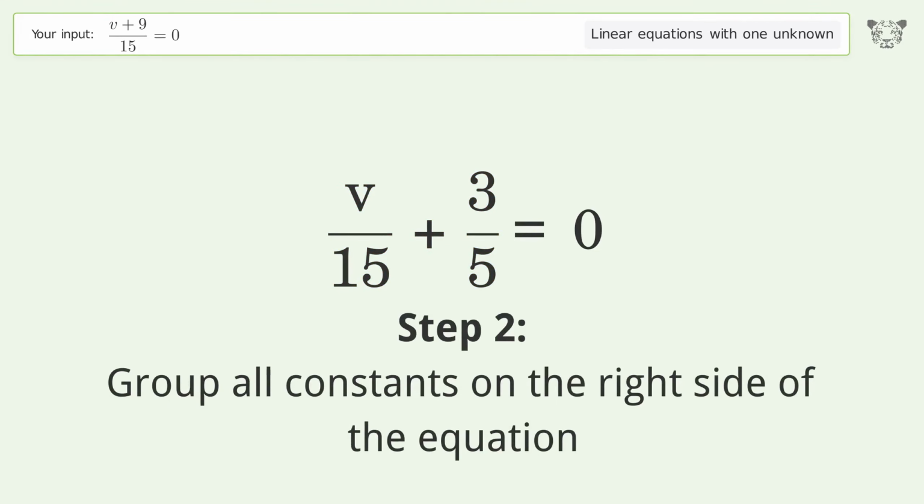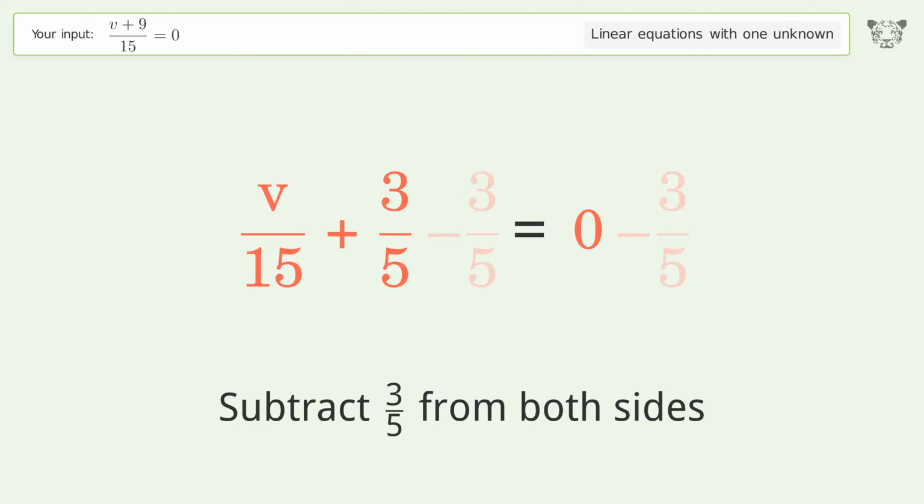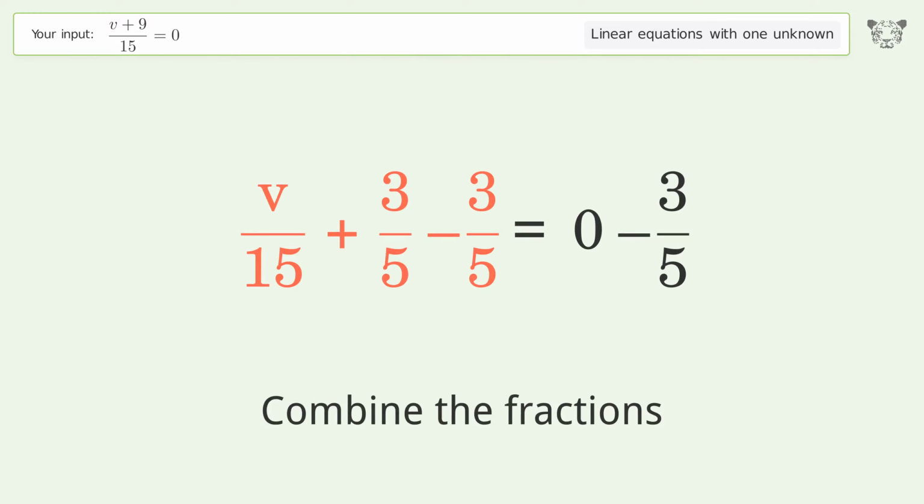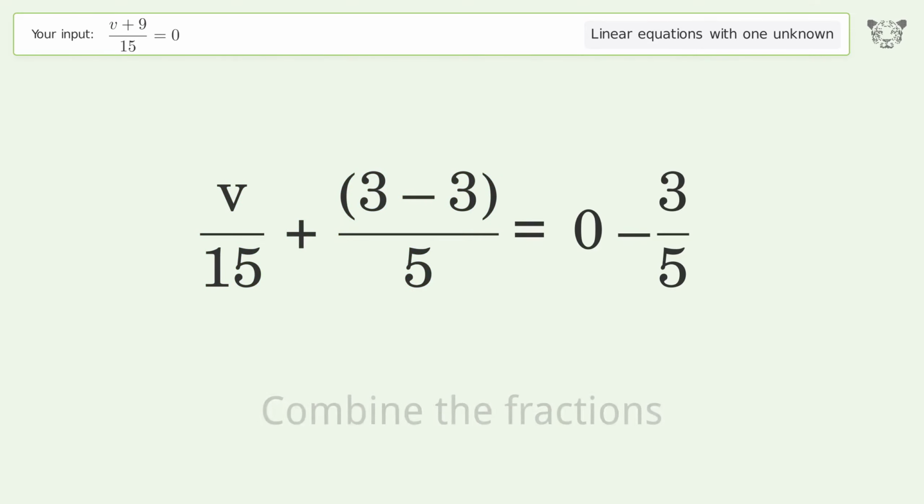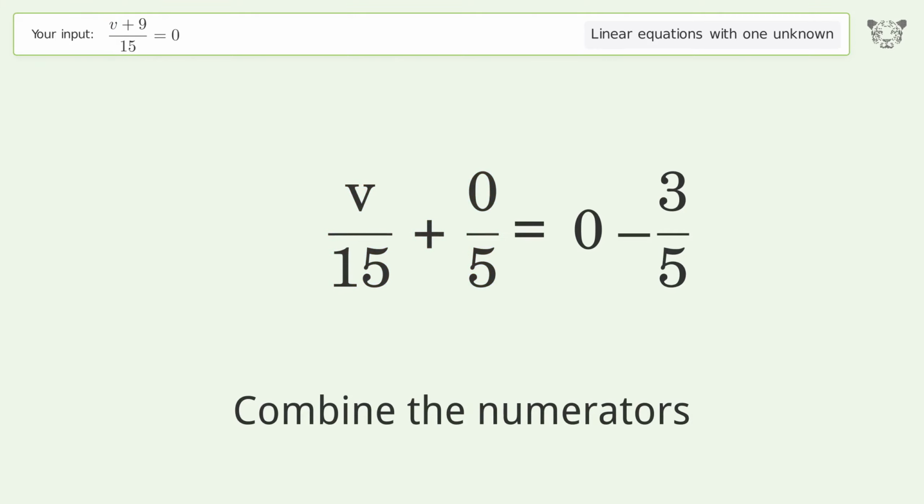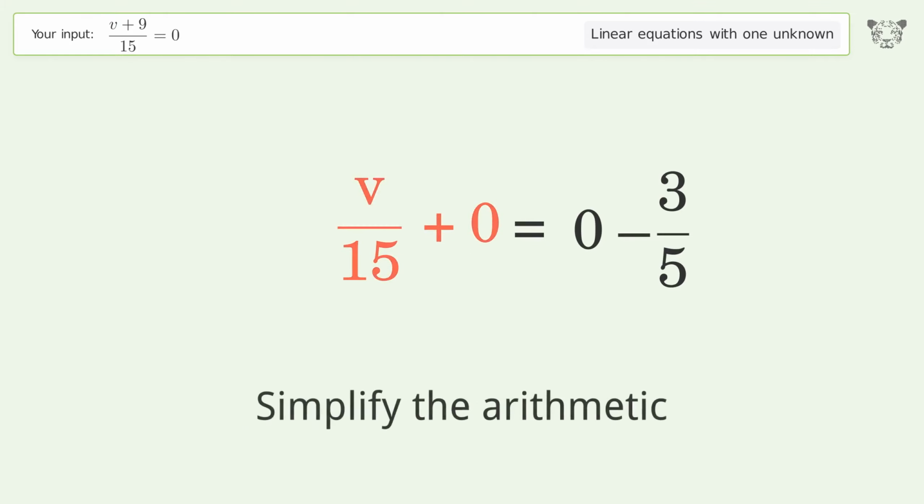Group all constants on the right side of the equation. Subtract 3/5 from both sides. Combine the fractions. Combine the numerators. Reduce the zero numerator. Simplify the arithmetic.